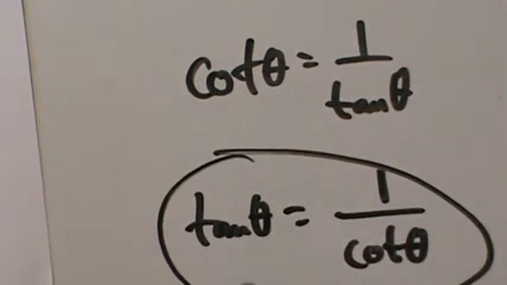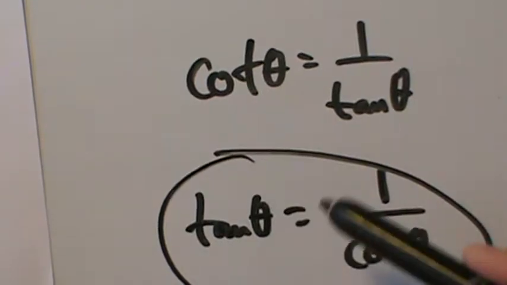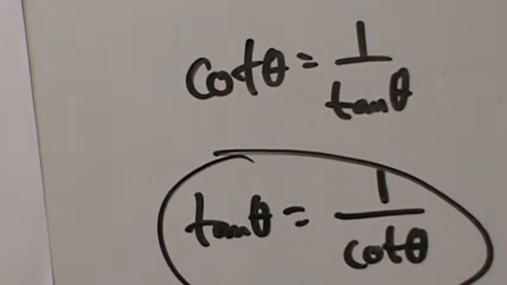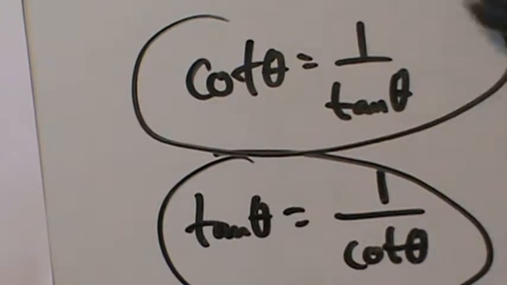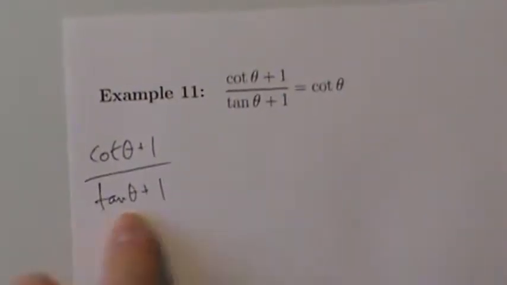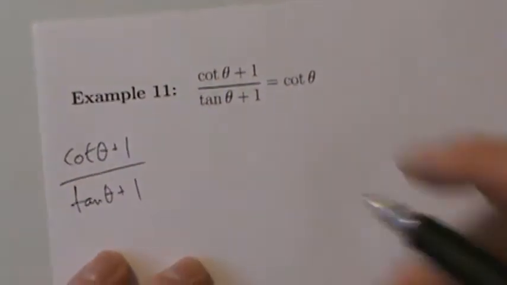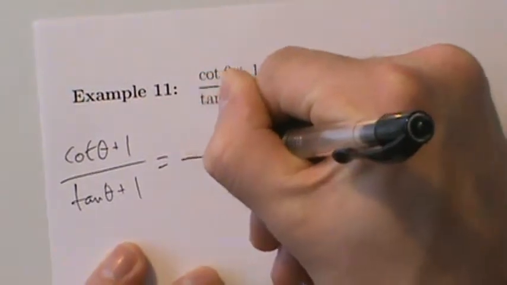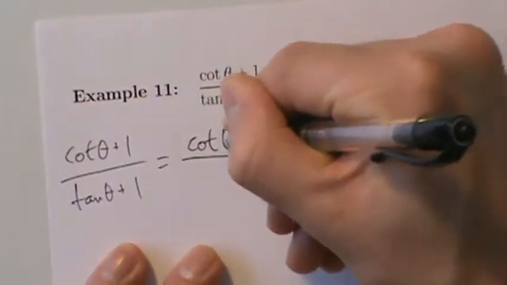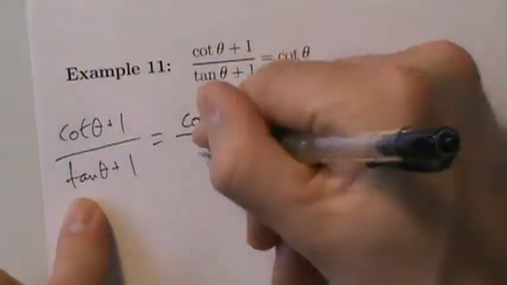This is what we're going to use: tangent of theta is 1 over cotangent of theta. We can actually use either one of those, but we don't want to use both of them, just one. We're going to use tangent is 1 over cotangent because the answer we eventually want to get is just cotangent. So let's convert all that to cotangent and see if that helps us. Again, kind of weird and it won't always help us, but in this case it does. So tangent is 1 over cotangent.